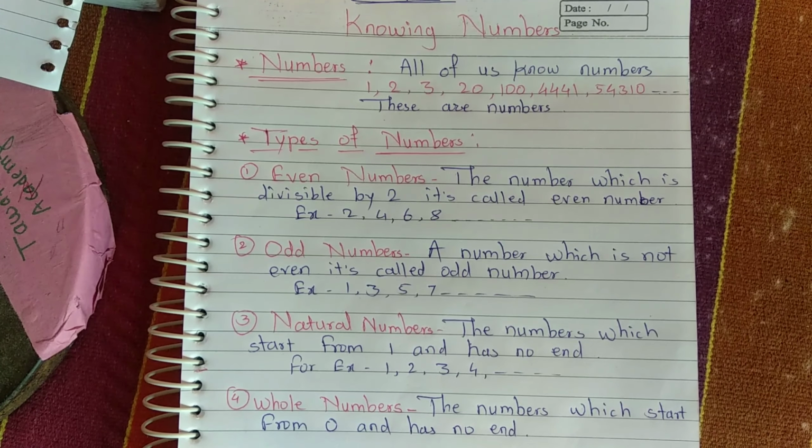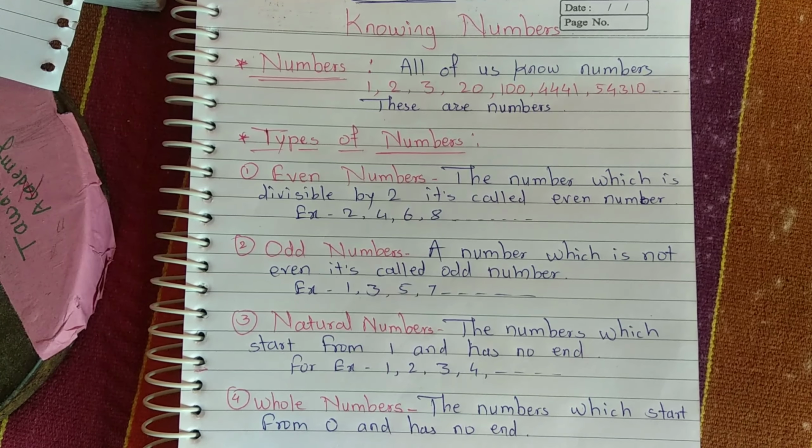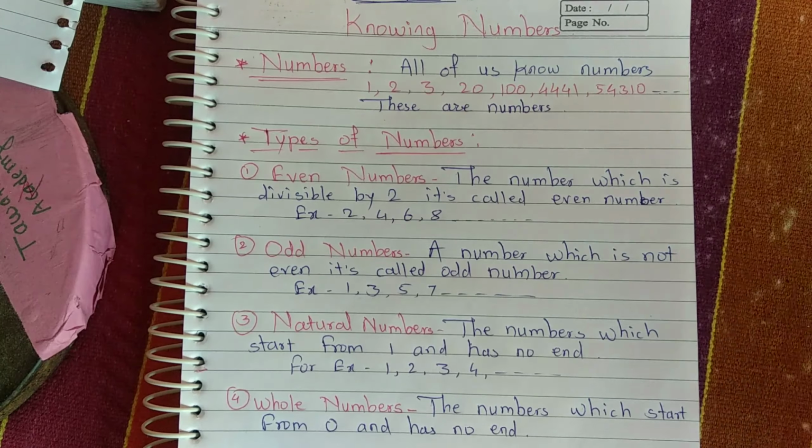Let us start 6th standard first lesson, knowing numbers. Before we start knowing numbers, we must know about numbers. All of us know numbers like 1, 2, 3, 20, 100, 99 and 4441. Like these are numbers. Now we will see types of numbers.